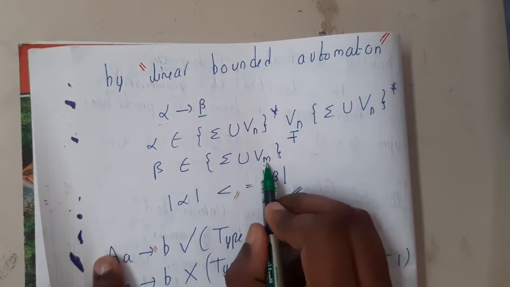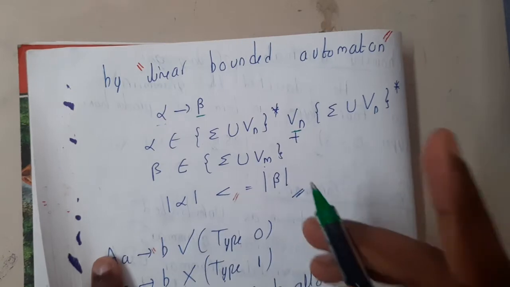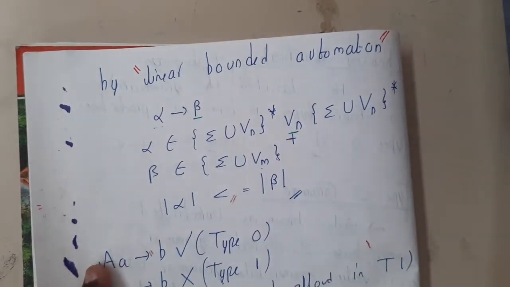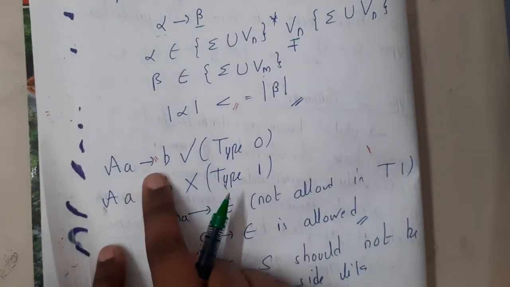or rather non-terminals with terminals, the union. And the strict rule is that alpha length should be less than or equal to beta length. Got it? So this type of thing is allowed, guys.